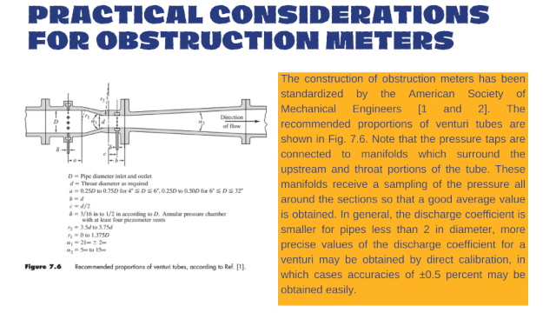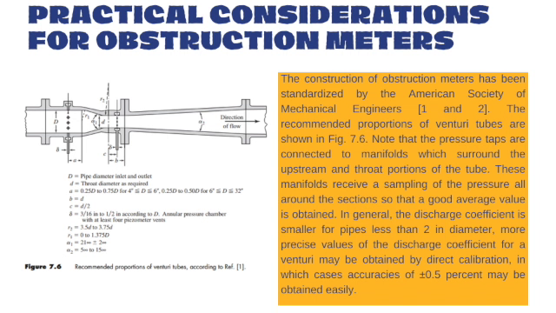In Section 7.4, practical considerations for obstruction meters, the construction of obstruction meters has been standardized by the American Society of Mechanical Engineers. The recommended proportions of Venturi tubes are shown in Figure 7.6. If you didn't know, the Venturi offers the advantages of high accuracy and small pressure drop, while the orifice is lower in cost.